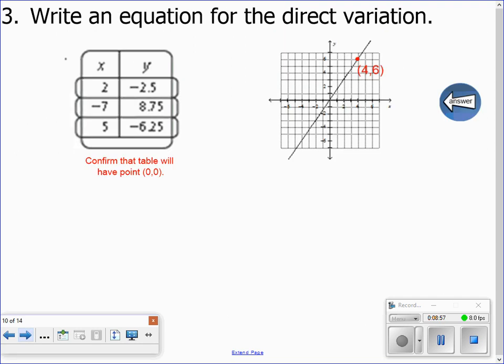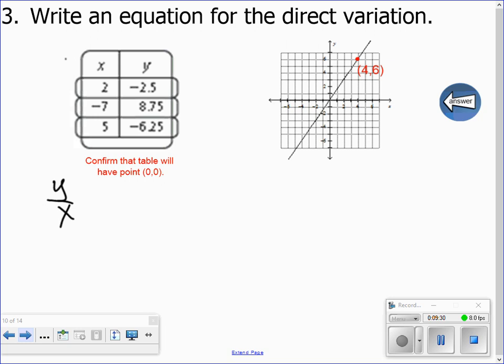Right. I want to write the equation for the direct variation. So for writing the equation, remember that these are linear relationships. We will find the slope by looking at the change in the y and the change in the x. Remember that when you are checking a table, you need to confirm that that point has 0, 0. The way to confirm that is by checking the ratios. So that would be by doing the y over x for each one.